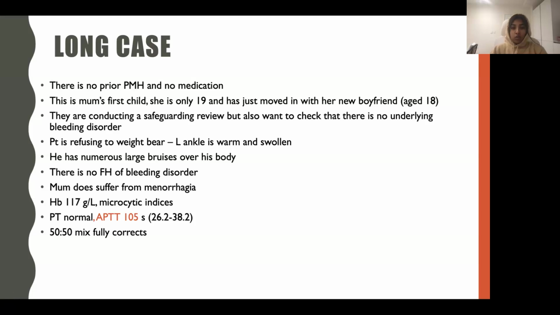His left ankle is warm and swollen. He has numerous large bruises all over his body, and there is no family history of bleeding disorder. The mum does suffer from menorrhagia, and the baby's hemoglobin is 117. And then his prothrombin time is normal, but his APTT is prolonged, and the 50-50 mix fully corrects.